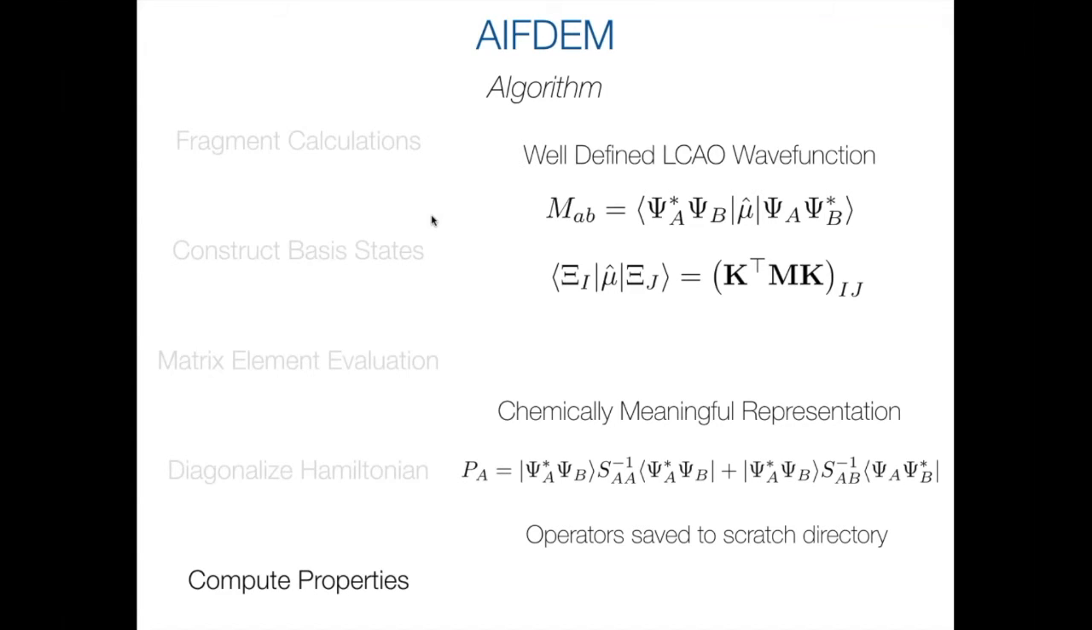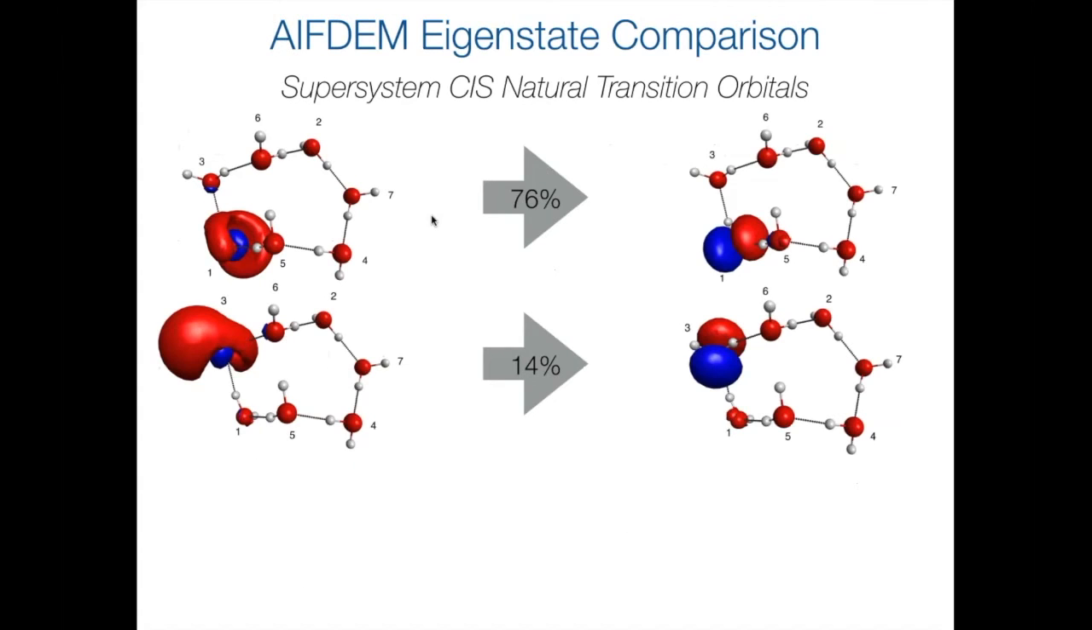So let's look at some results. These pictures are the natural transition orbitals of a supersystem CI singles calculation. This is a traditional calculation we're looking at. And from the NTOs, we can see that this excitation is composed primarily of two localized excitations, primarily located on fragment 1 with 76% of the amplitude, and also on fragment 3, with a smaller amount of the amplitude.